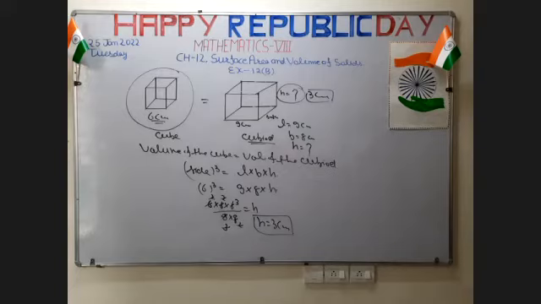Because after melting the cube, we want to make a cuboid. It means volume of both the shapes is going to be the same. So this is the reason I put volume of cube equal to volume of cuboid, and for finding the volume, cube formula is side cubed, and volume of cuboid is L into B into H.